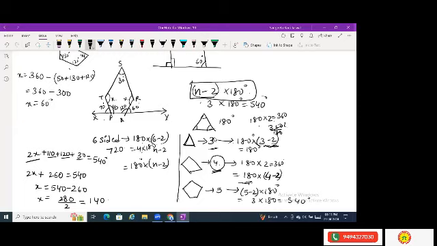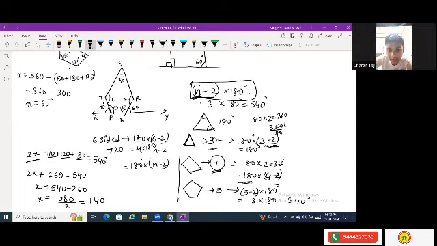N minus 2, where n means the number of sides of a figure. Okay, so we can write number of sides also, right, ma'am? Yes, so n means the number of sides. Suppose you have some 8-sided figure, 9-sided figure. The same formula applies for every figure.